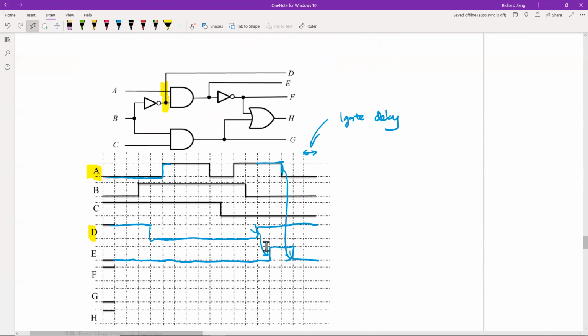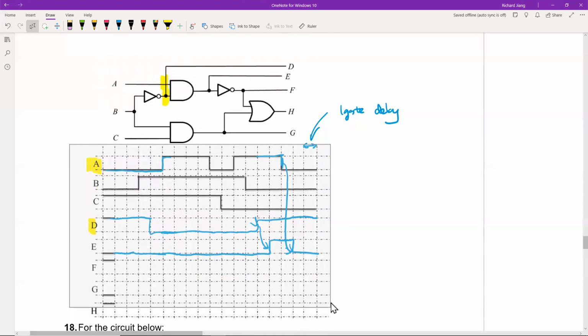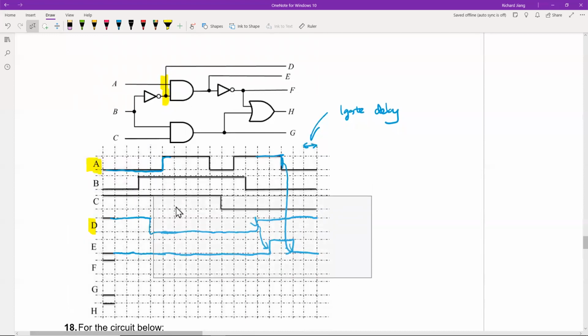Now I understand. Good. So what would be interesting for you to do is fill out this chart once where you continue what we were doing with the gate delay of 1, and then do another chart where you assume 0 delay, and you'll see that the waves look completely different.